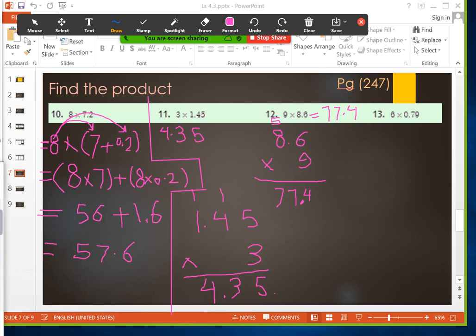Okay, girls, now we will do number 13: 0.79 multiply with 6. Now let's choose another girl. Yes, Shahad. Open your mic and help me to multiply 6 with 0.79. First thing, 6 multiply 9.